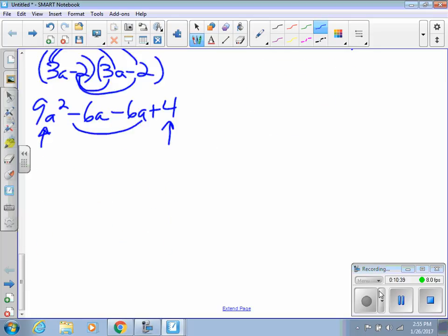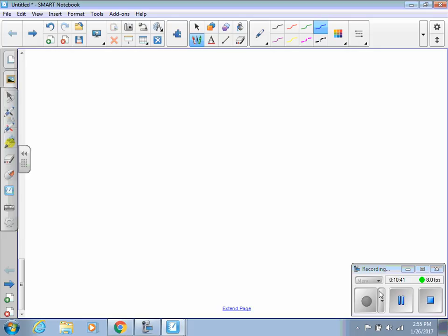So now let me do this one. We have 25x squared minus 1. Is that the square of a sum, or is that difference of squares? Neither. It's difference of squares. This is a perfect square. Minus 1. Perfect square, right? Yes.